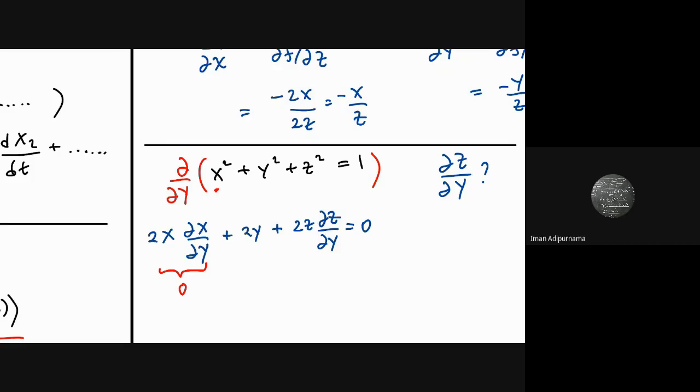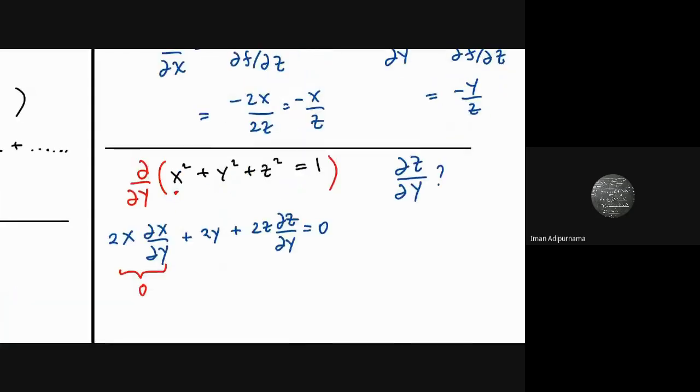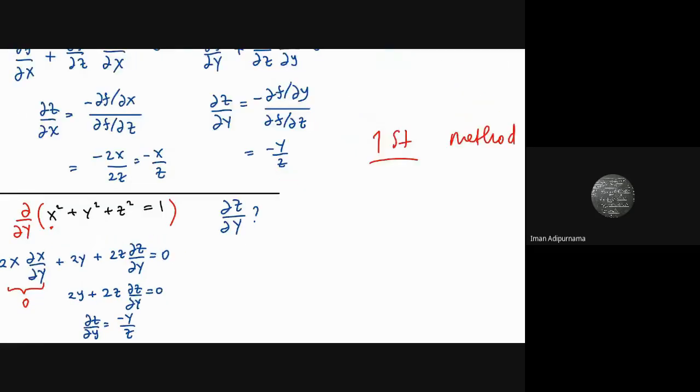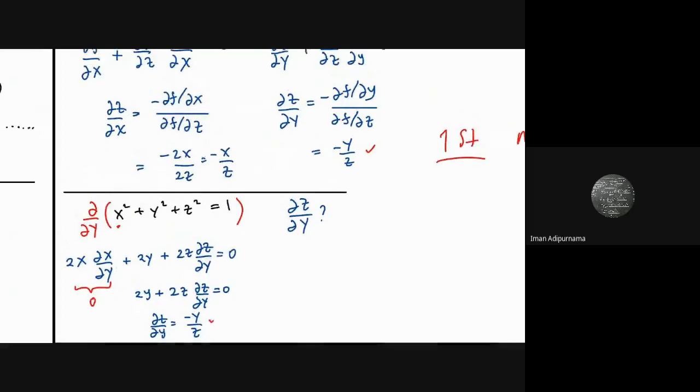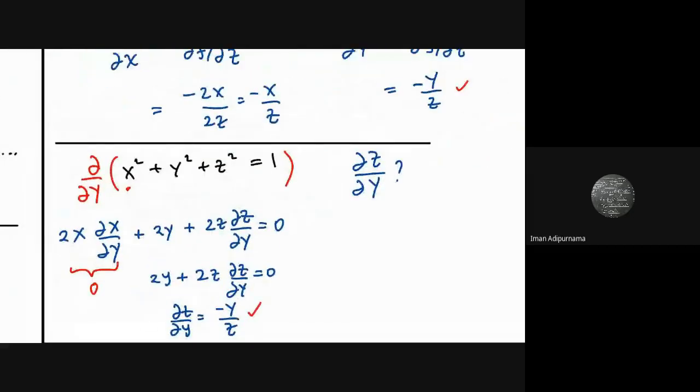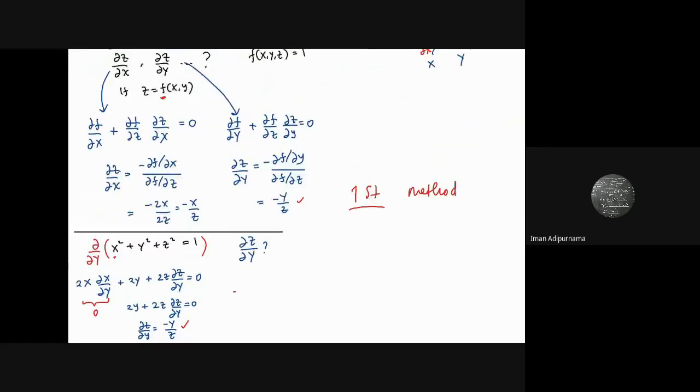So you will have 2y plus 2z dou z dou y equals 0. So dou z dou y is negative y over z. It's the same result. And this is, let me write, this is the second method.